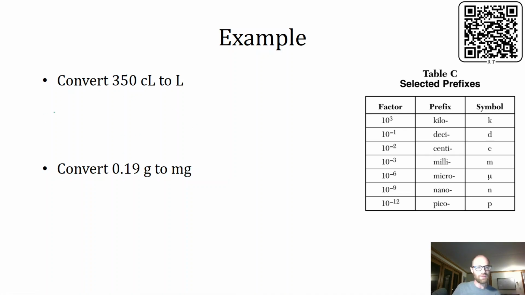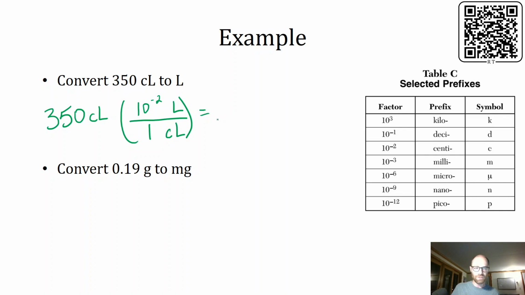So again, going through our process, 350 centiliters. We're going to convert it to liters. You don't always have to write that multiplication sign if you don't want to. The centiliters gets moved down. The liters go up top. I write a 1 with the centi. Centi is equal to 10 to the minus second. I write 10 to the minus second up top. I multiply across, and I believe that comes out to be 3.5 liters.